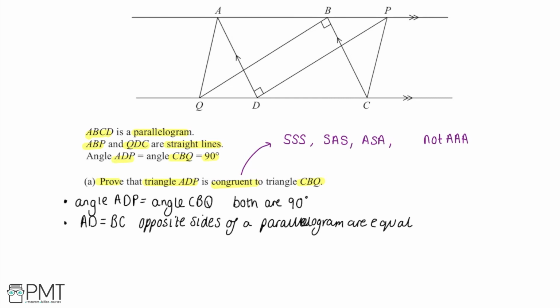So we now have an equal angle and an equal side length, so we need another angle or another side length. Now again, thinking of the properties of a parallelogram, instead of opposite sides this time, I'm thinking about opposite angles in a parallelogram being equal.